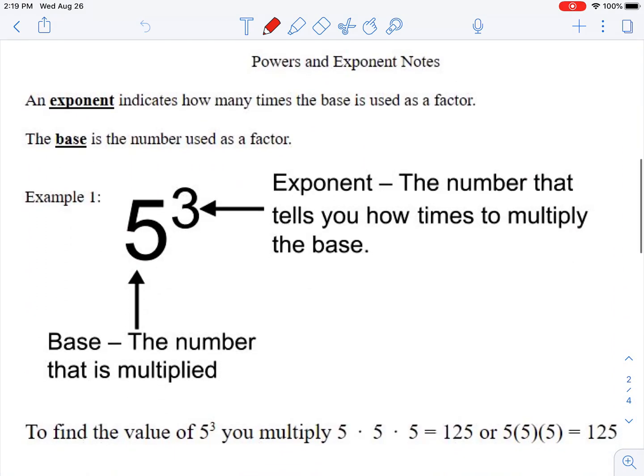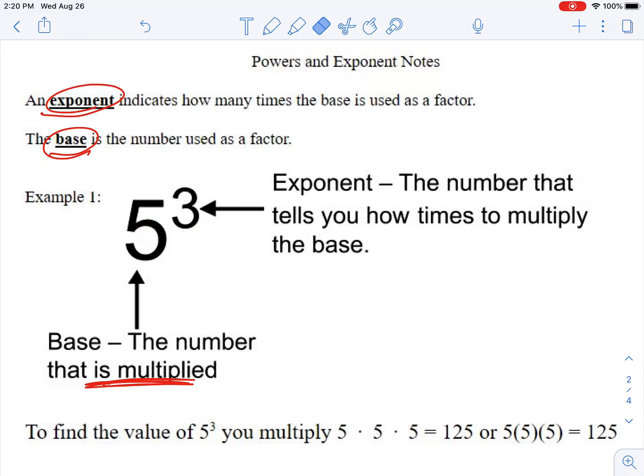So let's look here. It says an exponent indicates how many times the base is used, and the base is the number. So this big 5 here, that's my base. That is the only number that is multiplied. This does not mean 5 times 3. The job of this exponent is it tells me how many times to multiply that 5.